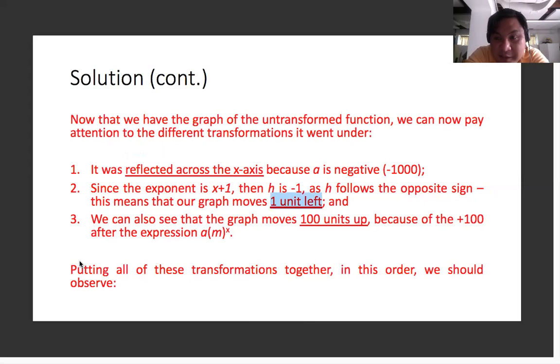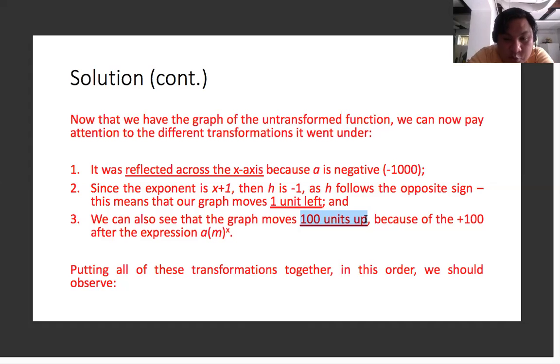Finally, we have the vertical translation. Notice that there is also a plus 100 at the end of the expression a times m raised to the x, which is a vertical translation. Now, being positive, it means that the translation vertically has to be upward, as a positive vertical translation is up and a negative is going down. So after it moves 1 unit left, we now have to move everything 100 units up.